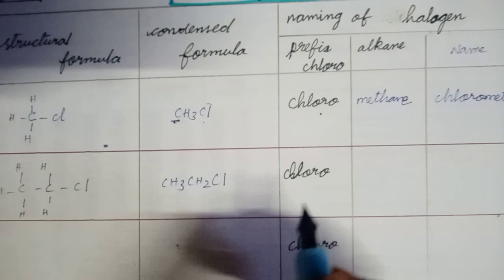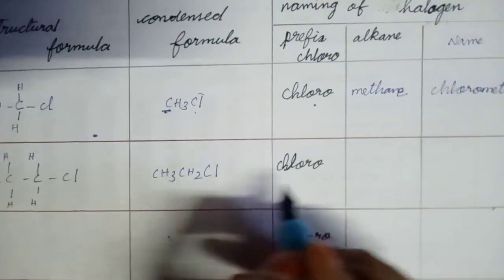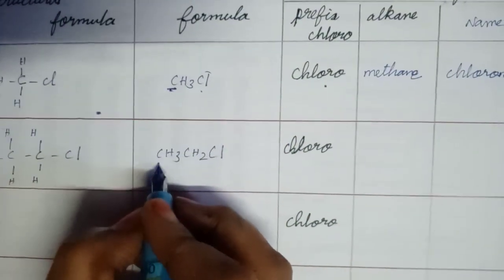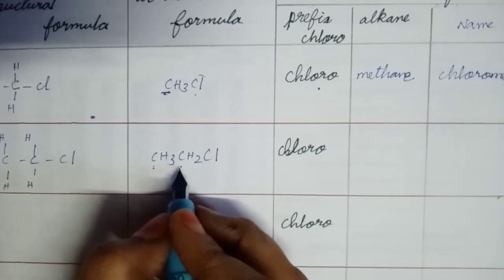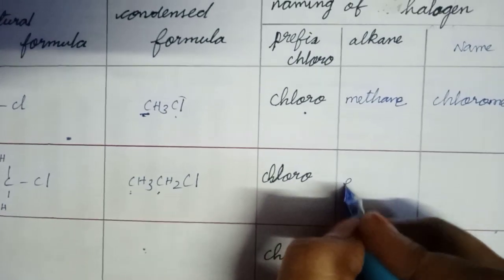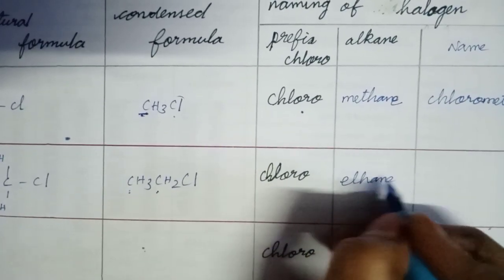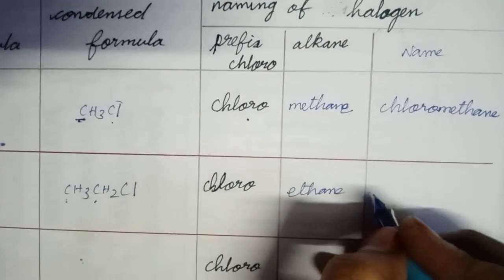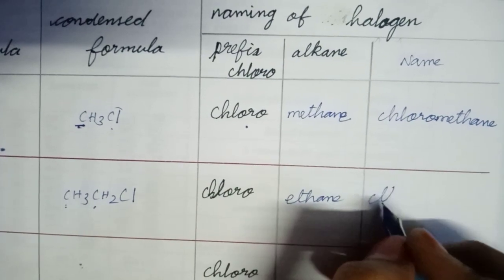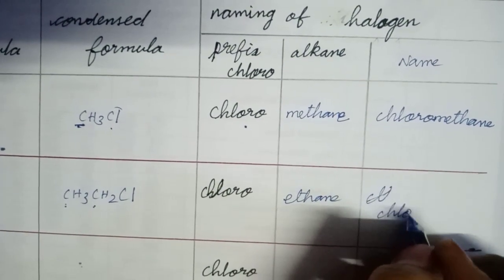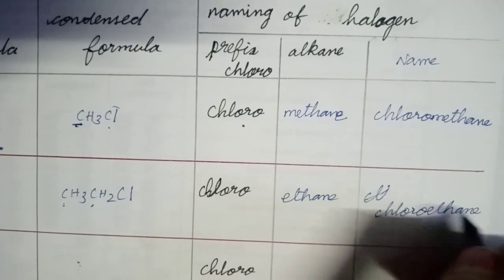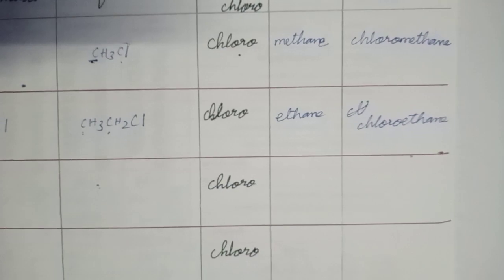The prefix functional group is chlorine, so the prefix word is chloro. Next, how many carbons? 1, 2, that means meth, eth. So the alkane is ethane. Prefix plus name of the alkane: chloro plus ethane. What is the name of the compound? Chloroethane.